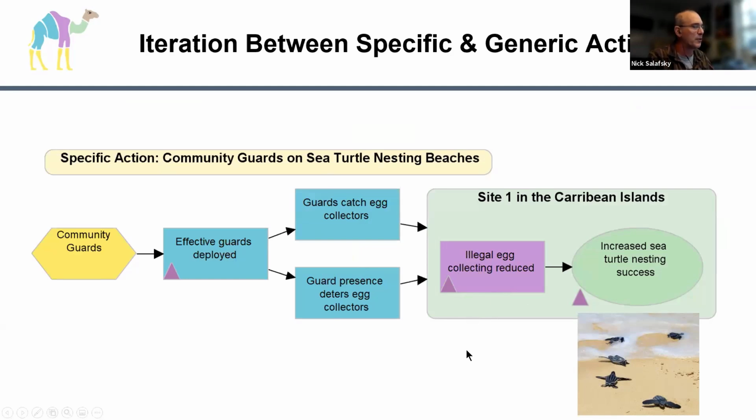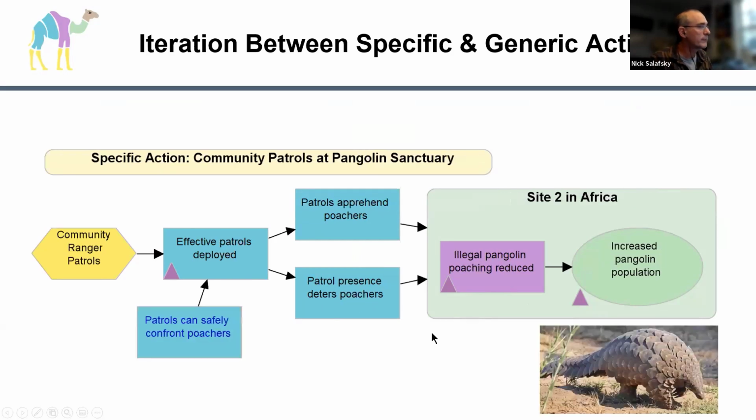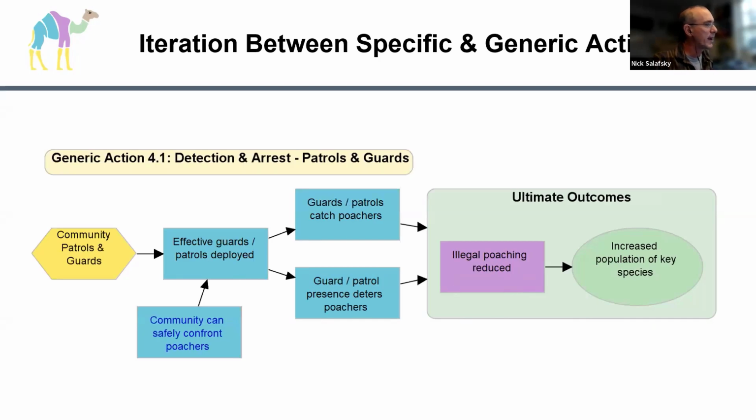We can have a bunch of indicators that we can collect about that specific pathway that's taking place in the world. We have maybe some similar work going on in Africa, where we're working on community ranger patrols to stop illegal pangolin poaching. So here we have two specific actions that we could maybe look up and find in Miradi. And then we can take them and boil them together and create a generic action.